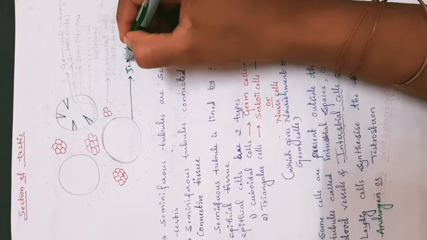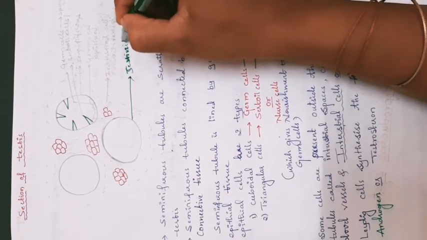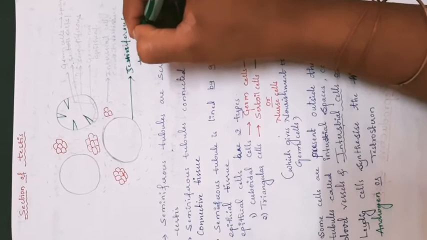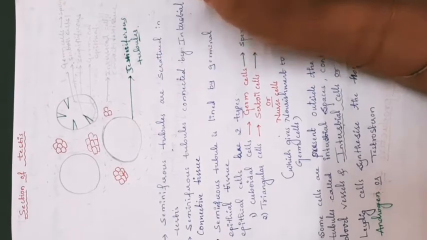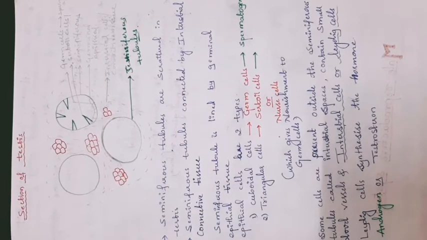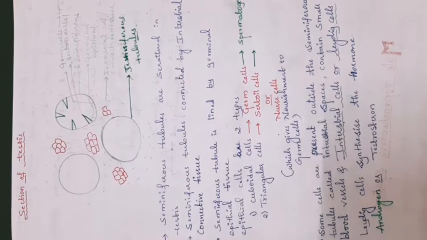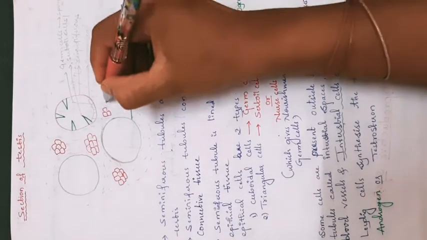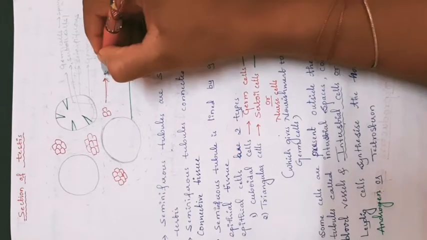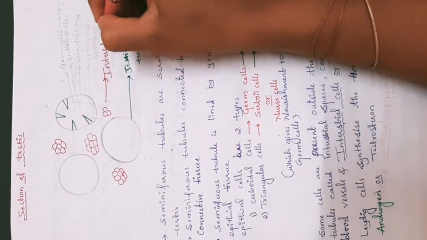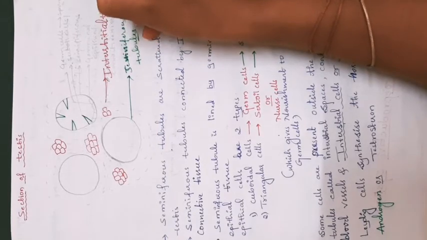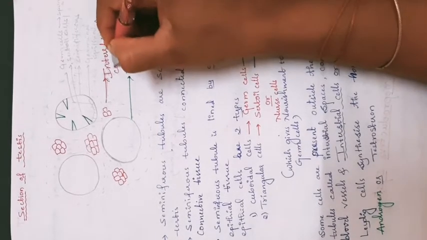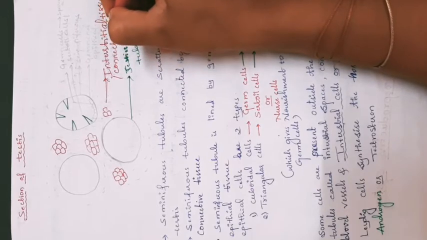those are the seminiferous tubules. Those seminiferous tubules are not connected to each other; they are attached by a common connective tissue called the interstitial tissue, or we can say the connective tissue.